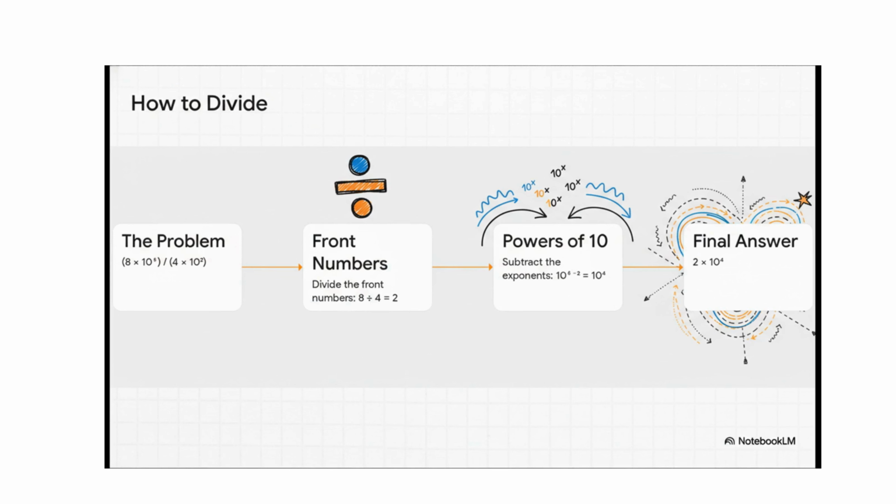You just swap out addition for subtraction. Here, we divide the front numbers. 8 divided by 4 is 2. Then we just subtract the exponents. 6 minus 2 is 4. And our final answer is 2 times 10 to the 4th. It's fast, it's efficient, and there's no messy long division.